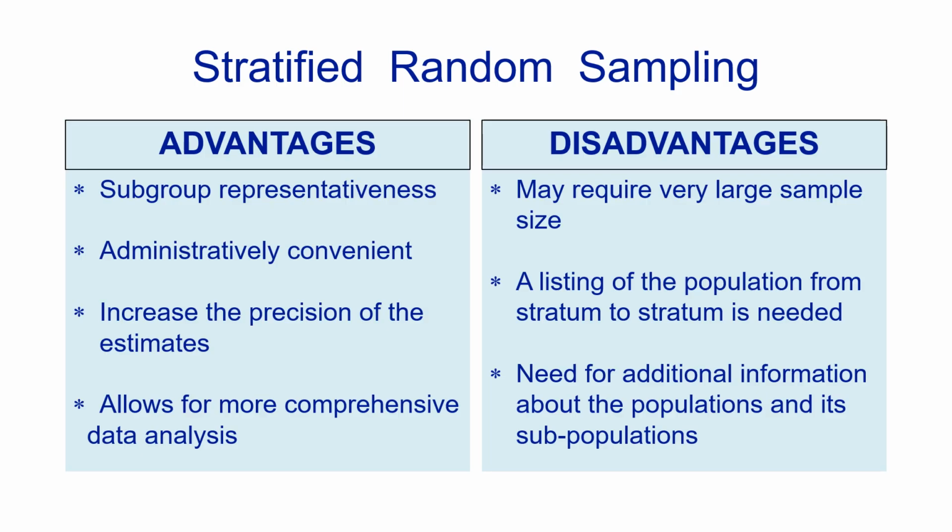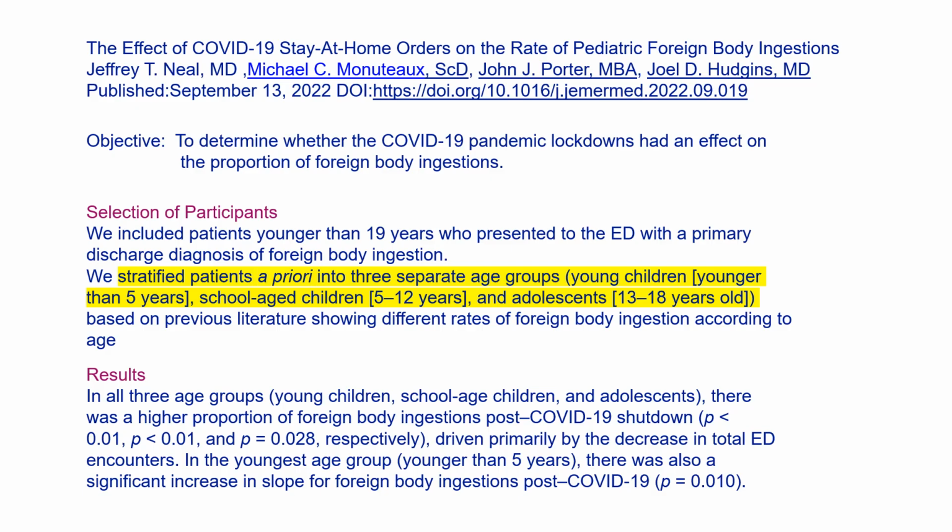The number of samples allocated for each stratum is proportional to the stratum's distribution in the population. Since simple random sampling is done per stratum, a listing per stratum is needed. You cannot use this unless there is some information concerning the population. In this study on the effect of COVID-19 stay-at-home orders on the rate of foreign body ingestions, the patients were stratified into age groups as less than 5, 5 to 12, and 13 to 18.